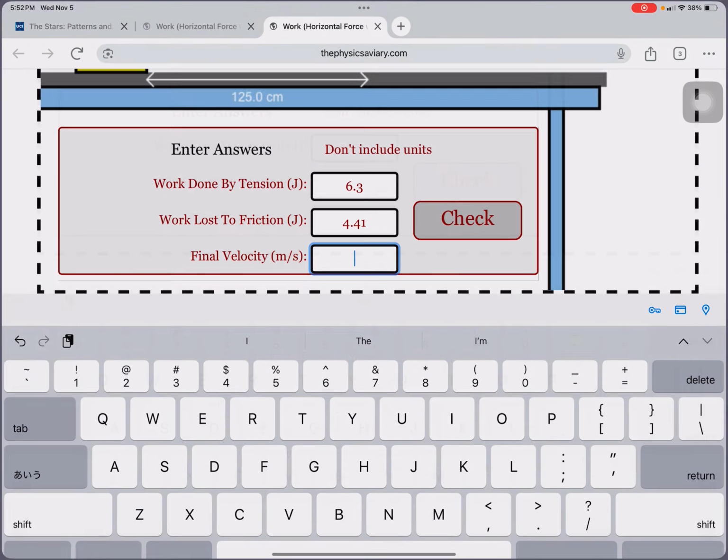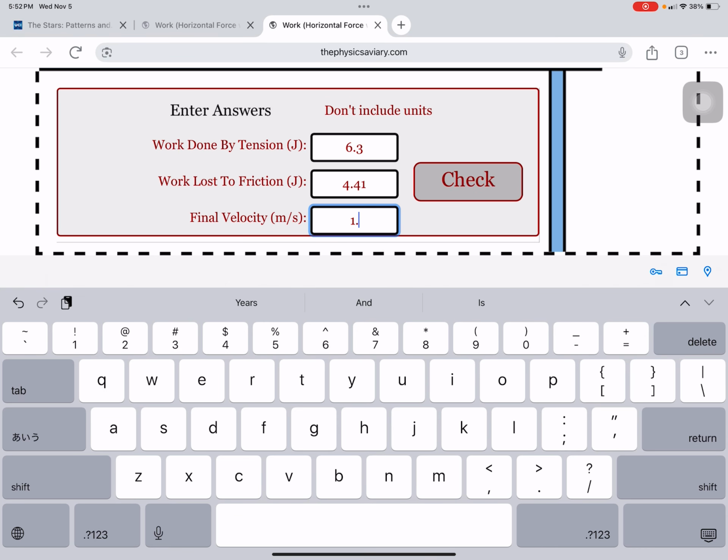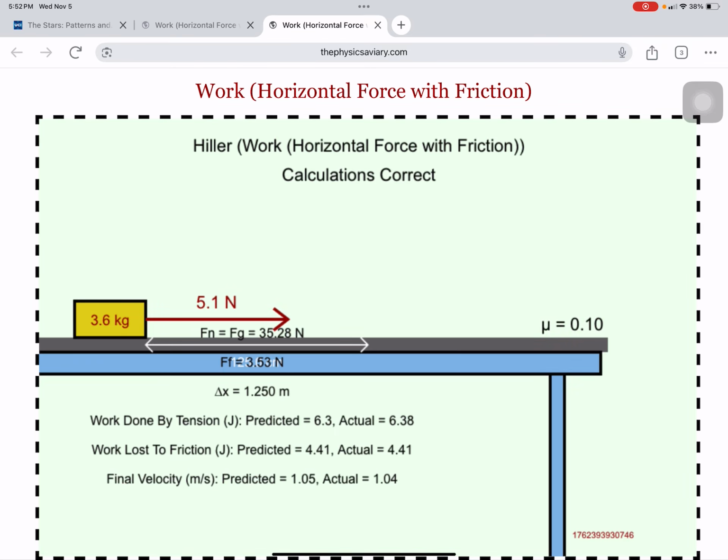Okay, let's enter those values into the problem. 1.05. All right, and there we go. Again, hopefully you were able to get question number 2 right as well. All right, on to question 3.